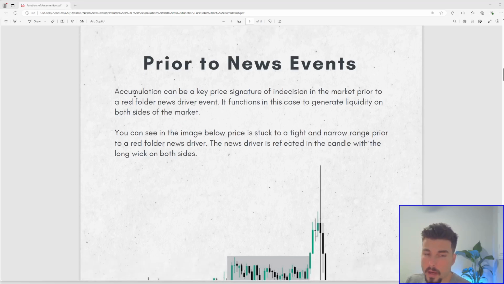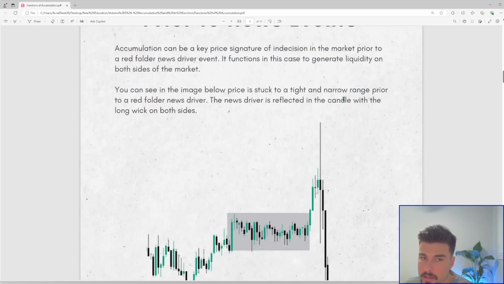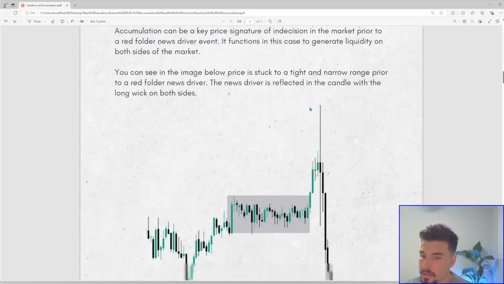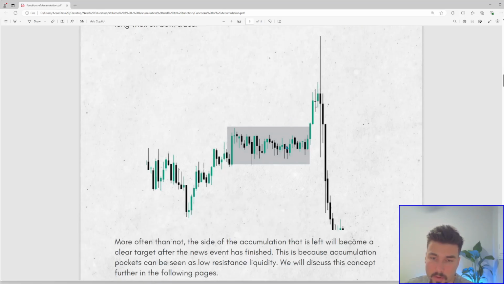Really important. Accumulation can be a key price signature of indecision. When price is trading within a really narrow range, we're building liquidity on both sides of the market. You can see in this image below, price is stuck in a tight, narrow range prior to the red folder news driver. We're building liquidity on the upside and on the downside. Price moves up, this candle here is the news driver, and then price moves down.